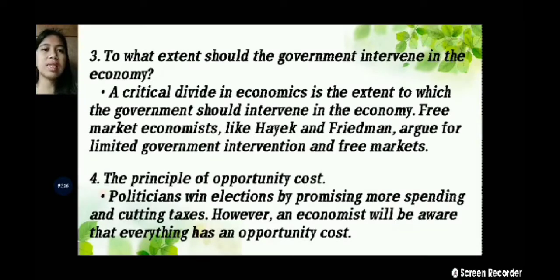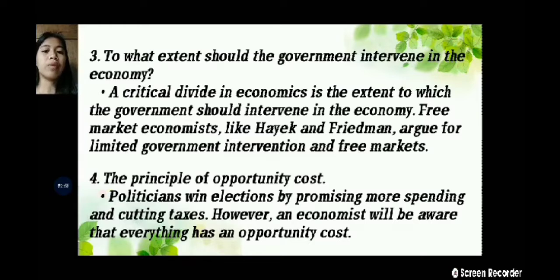To what extent should the government intervene in the economy? A critical divide in economics is the extent to which the government should intervene in the economy. Free market economists like Hayek and Friedman argue for limited government intervention and free markets. Other economists argue government intervention can overcome inequality and the underprovision of public goods.